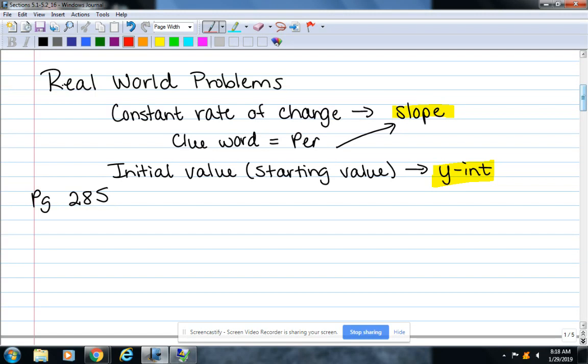So we're going to look at example 5 on page 285 about a recording studio. Everybody needs to read that with me, okay? A recording studio charges musicians an initial fee, there's a clue word, of $50 to record an album. Studio time costs an additional $35 per hour. There's another clue word. Part A says write the equation that gives the total cost of an album as a function of studio time in hours.